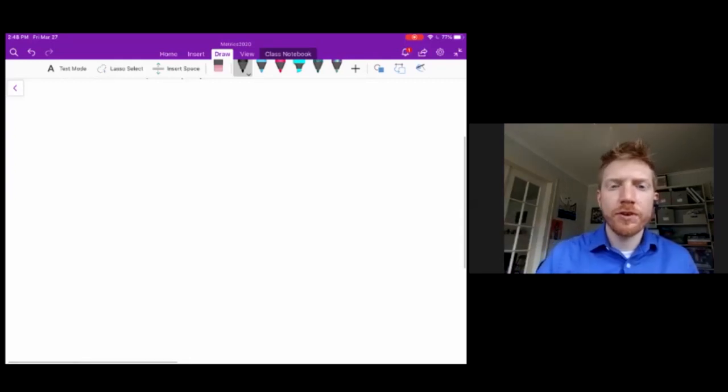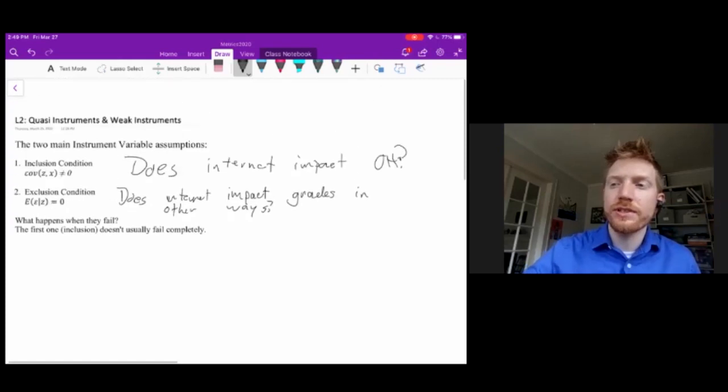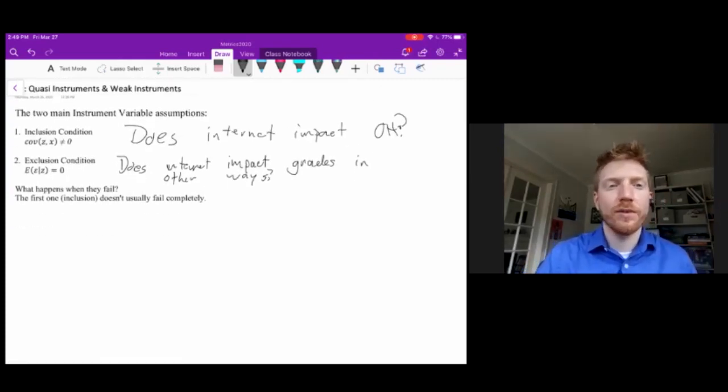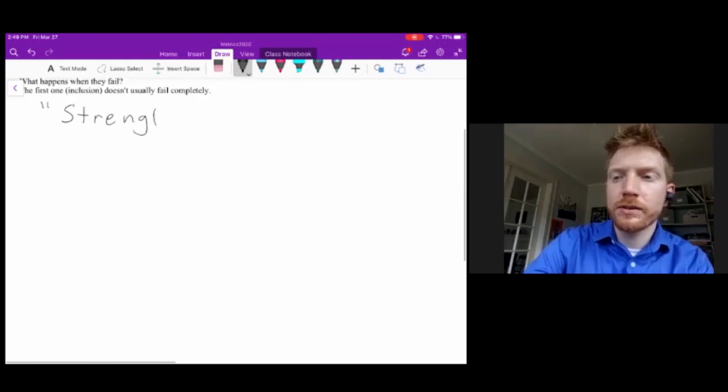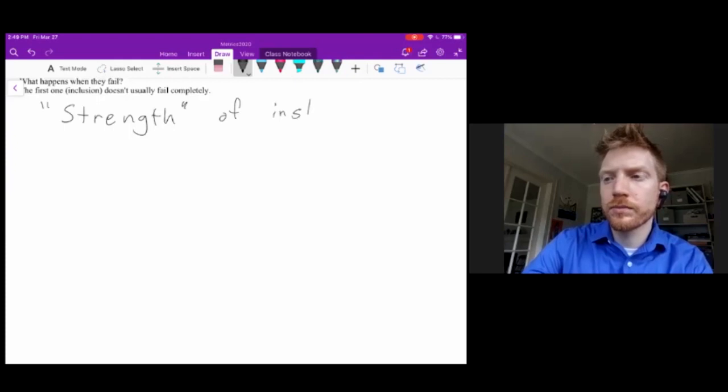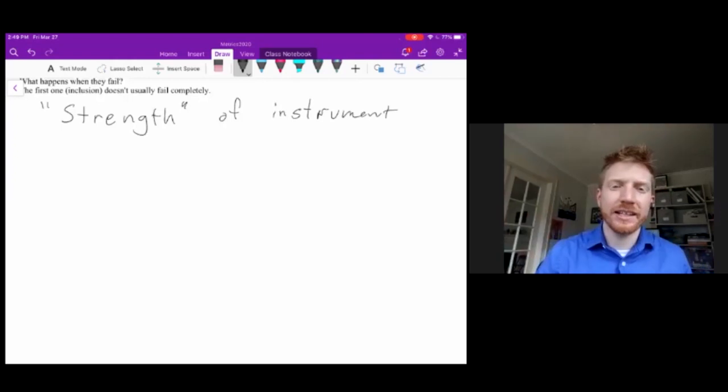So let's talk first about the first one. When this fails, it doesn't usually fail completely. It's not that the covariance of Z and X is completely 0. But what we're actually interested in here is talking about the strength of the instrument, is what we'll term it. How big of an impact is our potential instrument?